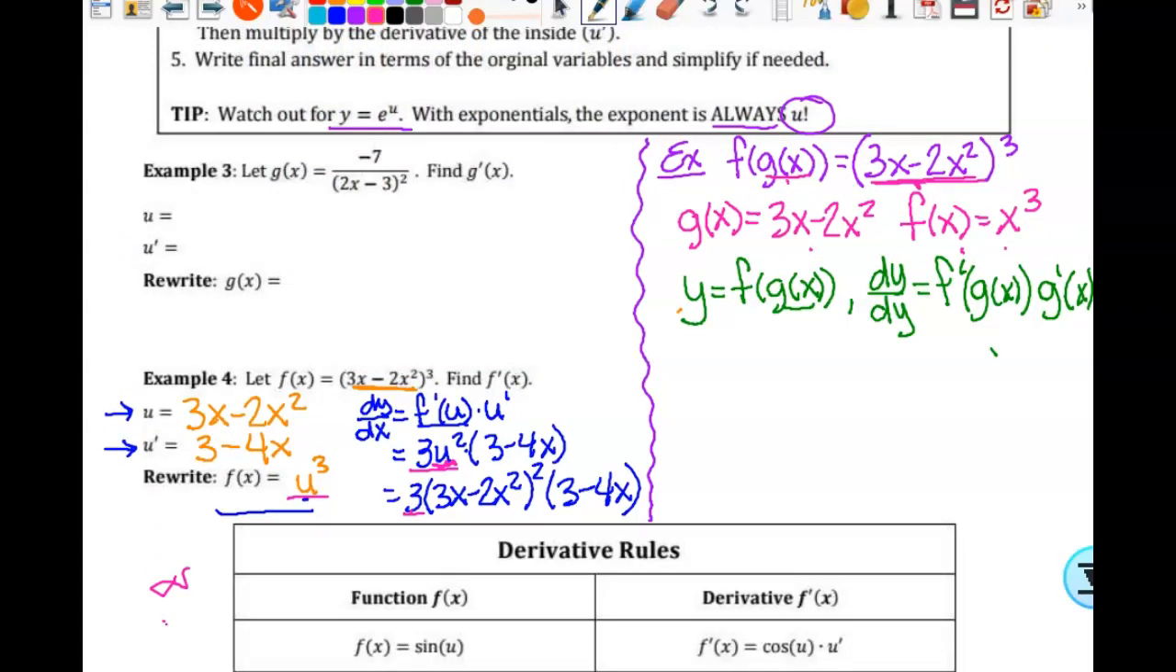It says let g of x equal this right here. Now remember, we don't want to leave anything in the denominator unless we're doing quotient rule. Could we do quotient rule here? Yes, but do we need to? No, we do not. Because we can make this g of x equals -7 times (2x minus 3) to what power?